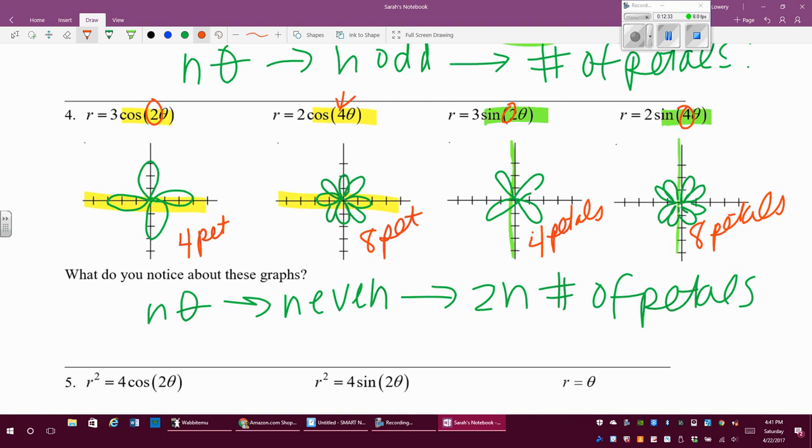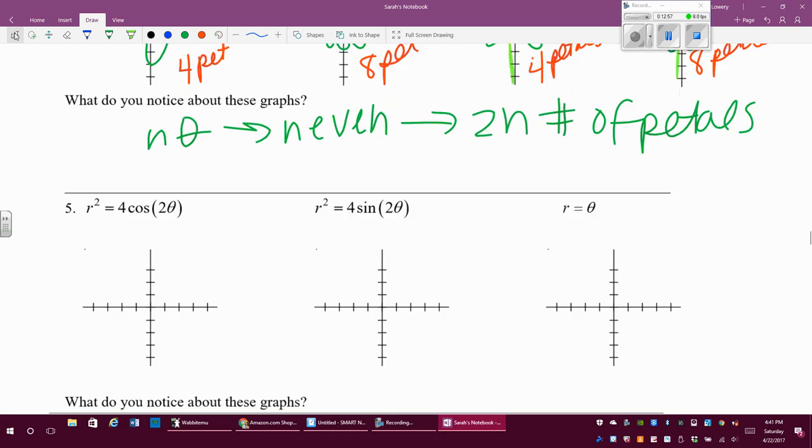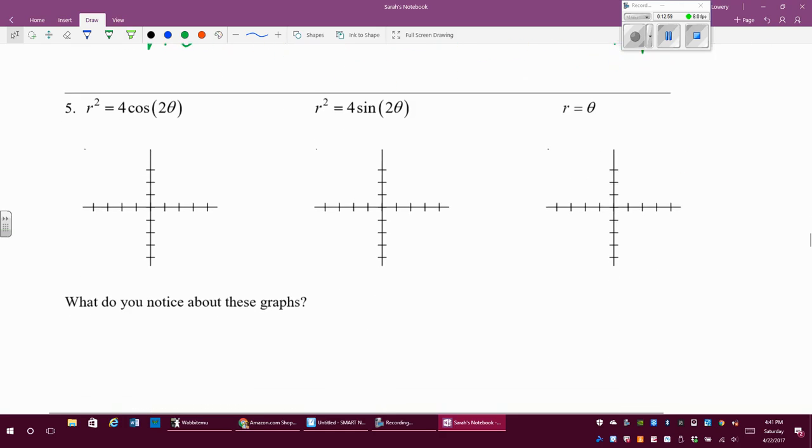So odds, you actually have the number of petals. Evens, you're going to double the number of petals. And the number in front tells us how far out it extends. Out to 3, out to 2, out about a radius of 3, out about a radius of 2. So that's kind of nice because we can tell the symmetry and we can tell how many petals it has, okay? The last couple types of graphs are going to be a little bit difficult for you to graph.